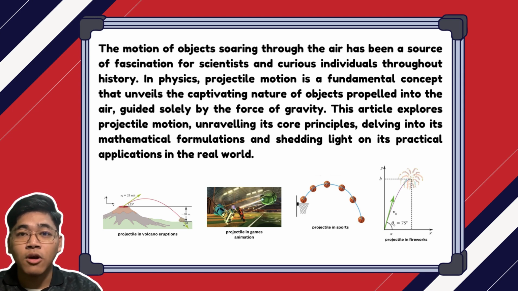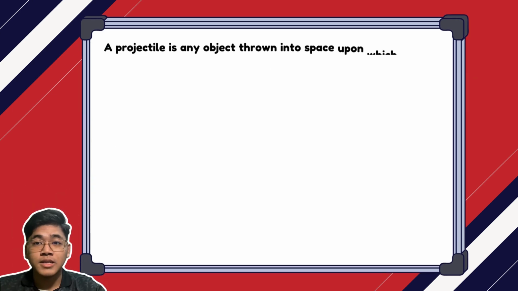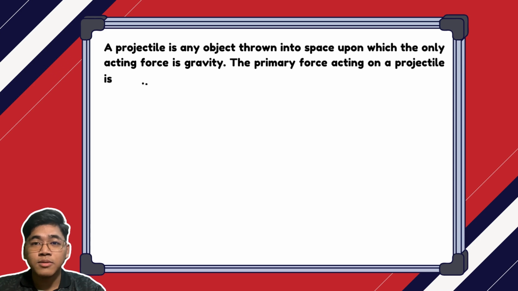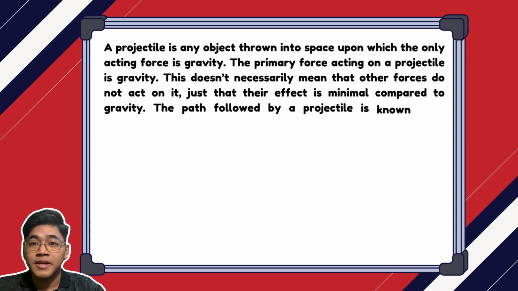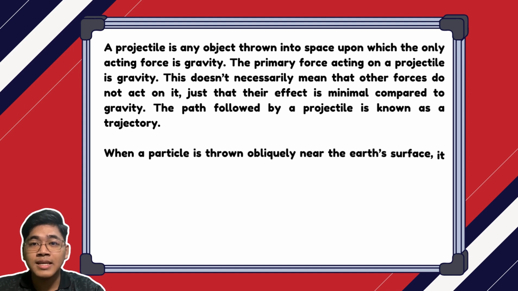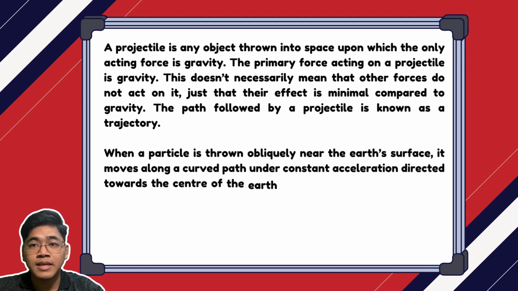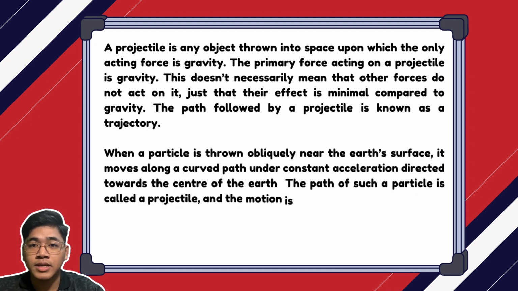There are some examples of projectile motion, which are projectile in volcano eruption, projectile in game animation, projectile in sport, and projectile in fireworks. So what is a projectile motion? A projectile is any object thrown into space upon which the only acting force is gravity. The primary force acting on a projectile is gravity. This doesn't necessarily mean that other forces do not act on it, just that their effect is minimal compared to gravity. The path followed by a projectile is known as a trajectory.